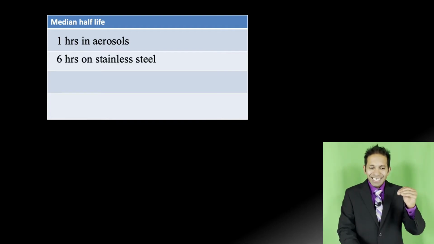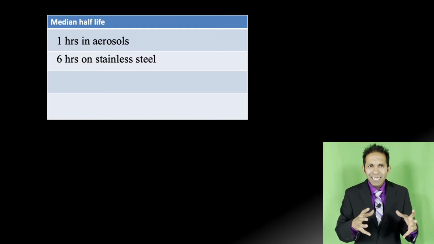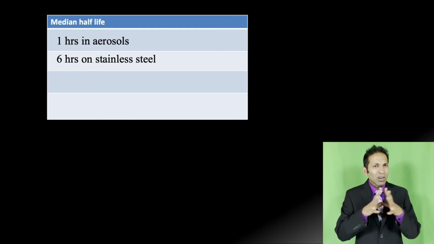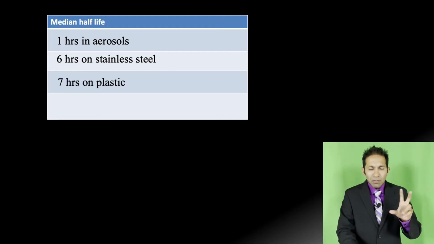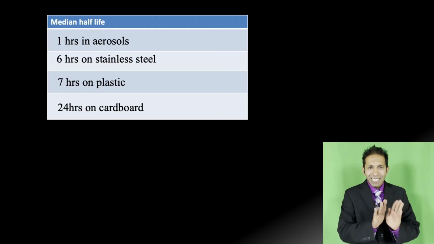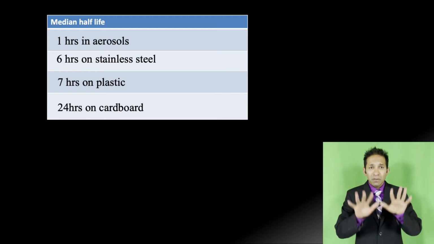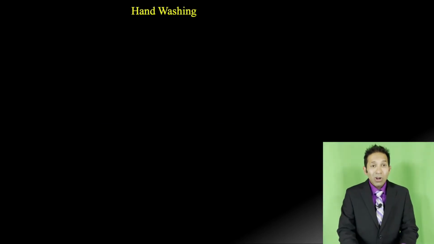On stainless steel, it's 6 hours. It can stay there for up to 3 days, not for 10 days. On plastic, 7 hours, not 10 days. It can stay up to like 1 to 2 days, but median half-life is 7 hours. And on cardboard, 24 hours. So our first option was incorrect. I gave you option of 10 days. That was incorrect. Okay, so let's talk about hand washing.